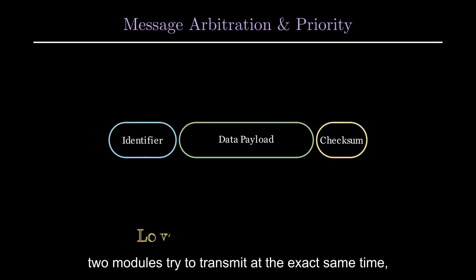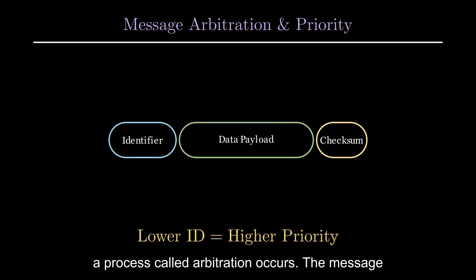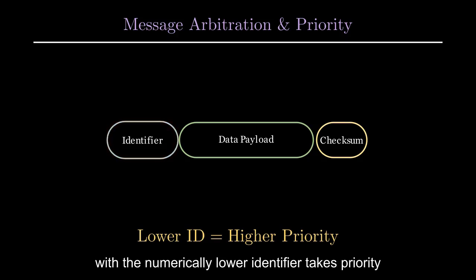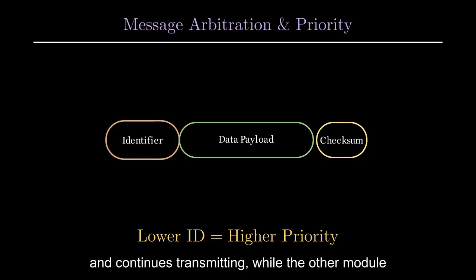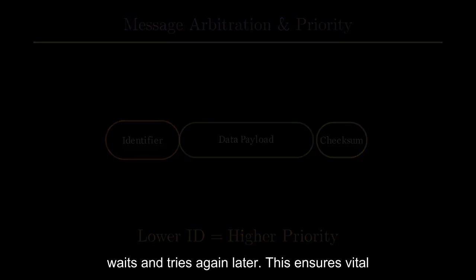If two modules try to transmit at the exact same time, a process called arbitration occurs. The message with the numerically lower identifier takes priority and continues transmitting, while the other module waits and tries again later. This ensures vital messages always get through.